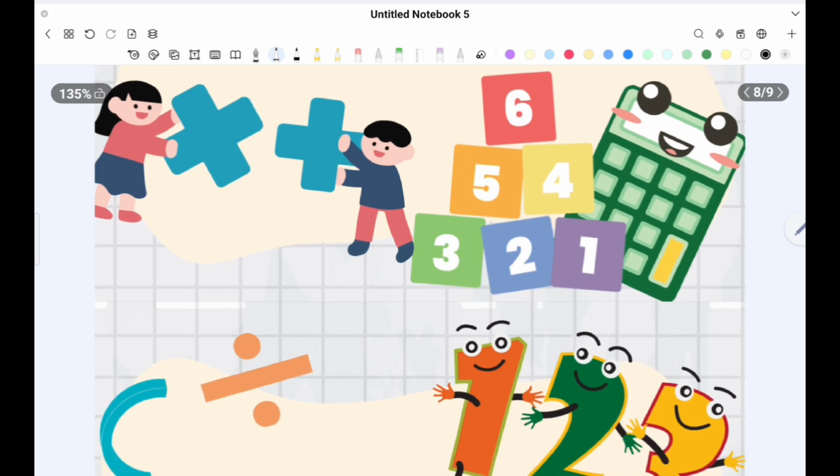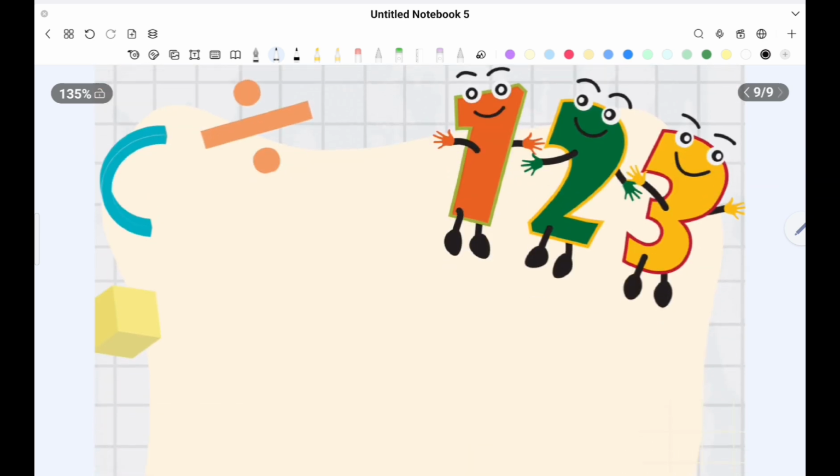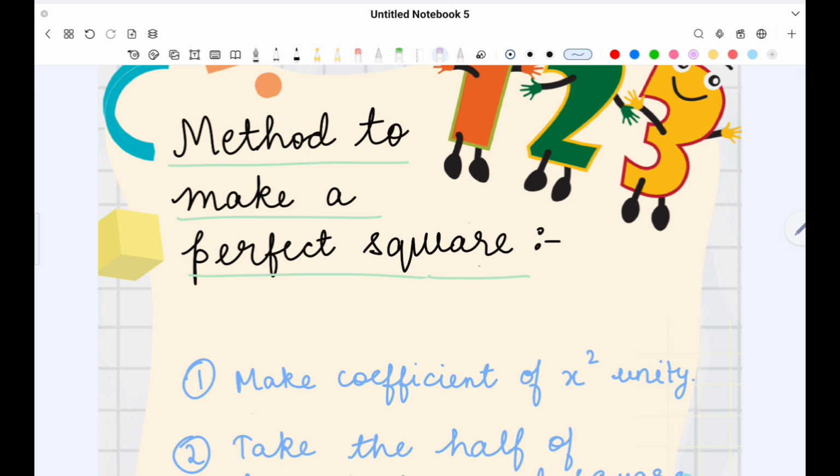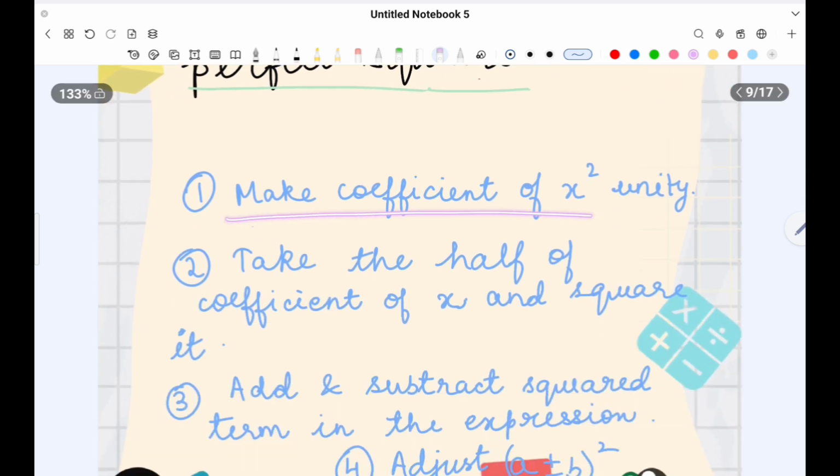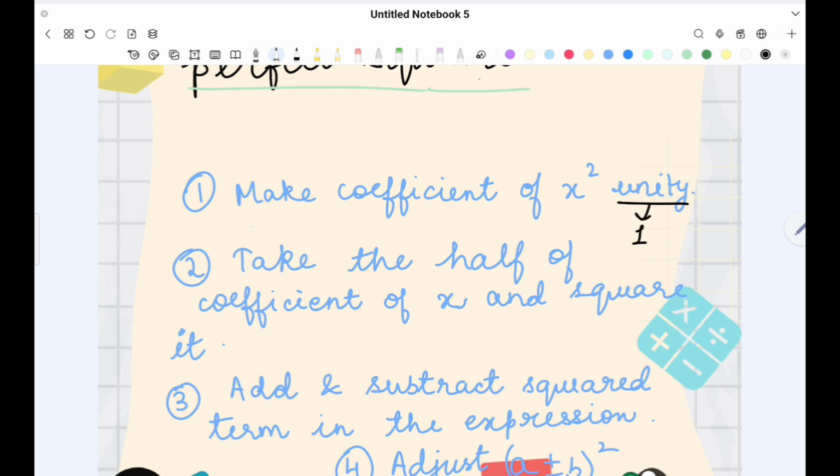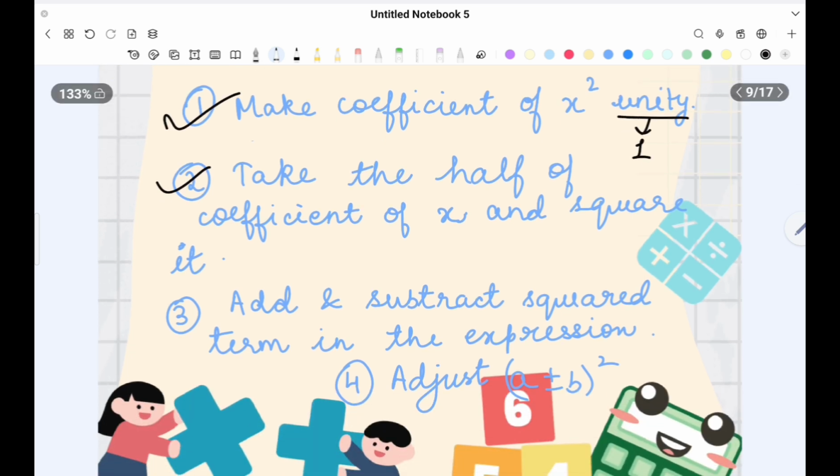Let's not waste further time on this question, and let's move on. Now the next topic is the method to make a perfect square. What is the method of making a perfect square? Make the coefficient of x square unity. Unity means 1. I will explain these steps in the next example, which follows on the slide.